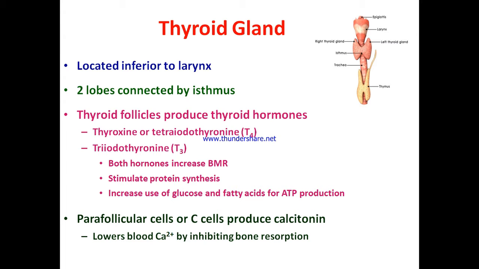Both these hormones increase basal metabolic rate. They stimulate protein synthesis. These hormones increase the use of glucose and fatty acids for ATP production. So the metabolism will be increasing. Parafollicular cells or C cells of thyroid gland produce calcitonin. It lowers the concentration of calcium ions in blood by inhibiting bone resorption. So less calcium ions will be released from the bones.